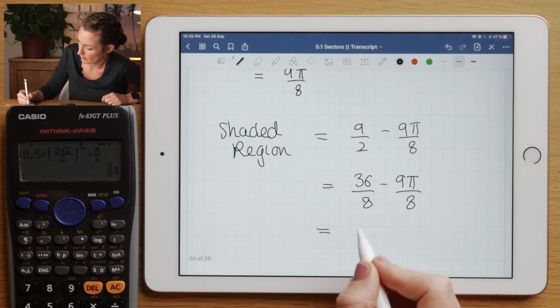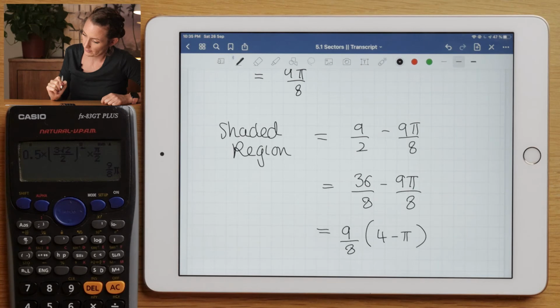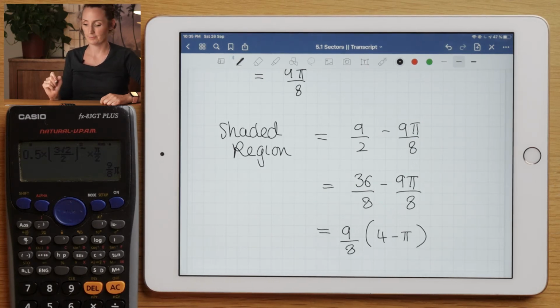And we can factor out. And that's our final answer. That one was really tricky. And I've got another really tricky one for you coming up in question 3.